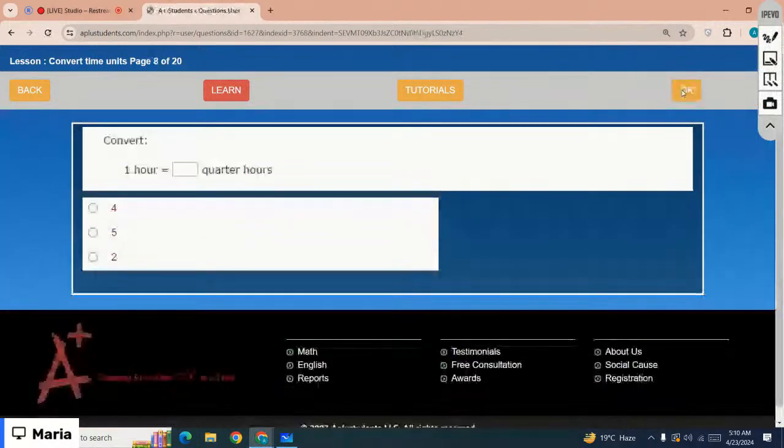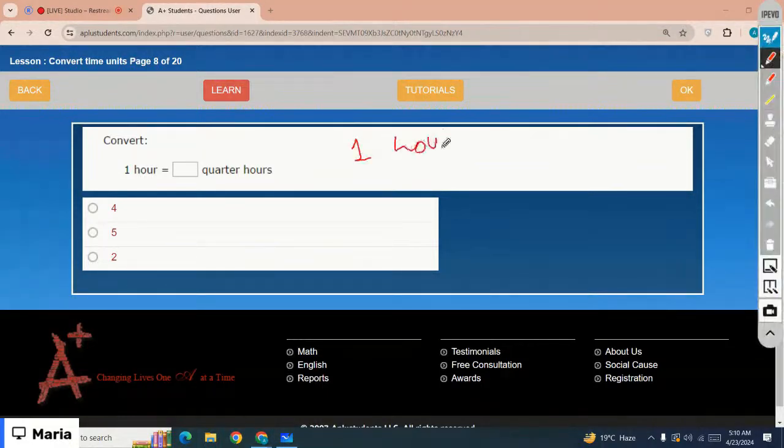Okay, the next one is 1 hour equal how many quarter hours? Quarter means fourth of an hour, 1/4 of an hour, right? In 1 hour you have 60 minutes. You can write the 60 minutes as 30 plus 30. They are 2/2 hours in 1 hour. Also, you can divide these 30 minutes to 15 plus 15.